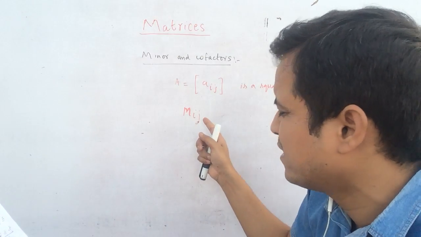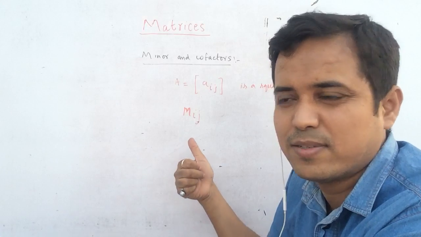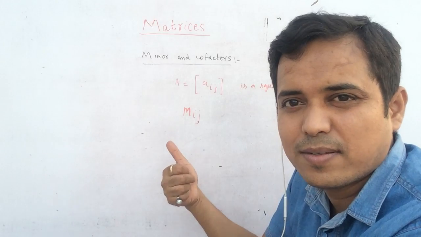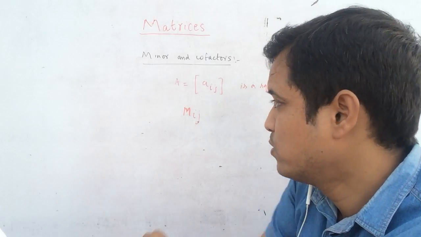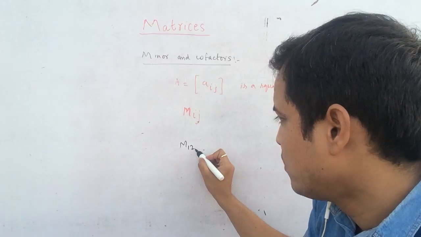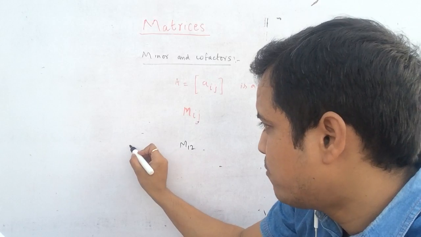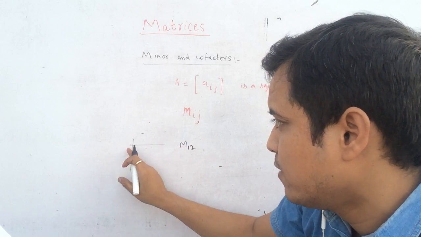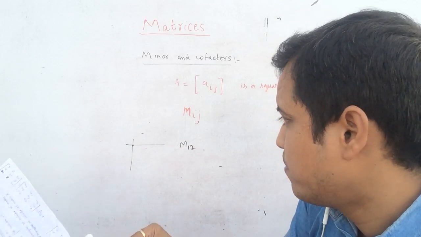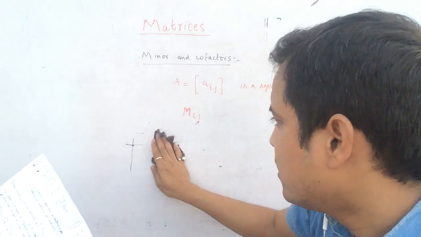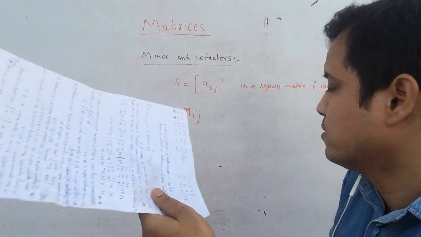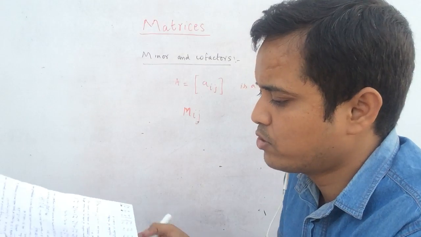So it gives the information of where the element is located. Suppose it says find the element M12. Where would you find it? You would go to the first row and second column and find the intersection. So i and j give you the perfect location of the particular element. You will understand it in a practical question.